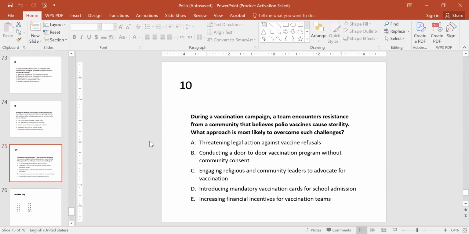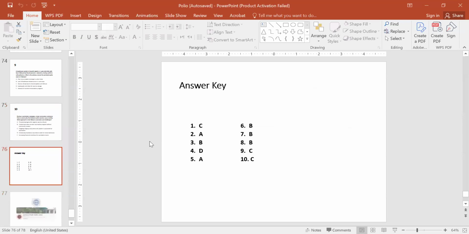Option A, threatening legal action against vaccine refusals. Option B, conducting a door-to-door vaccination program without community consent. Option C, engaging religious and community leaders to advocate for vaccination. Option D, introducing mandatory vaccination cards for school admission. And option E, increasing financial incentives for vaccination teams. C. Yes, C is the right answer. We should engage the community as well.